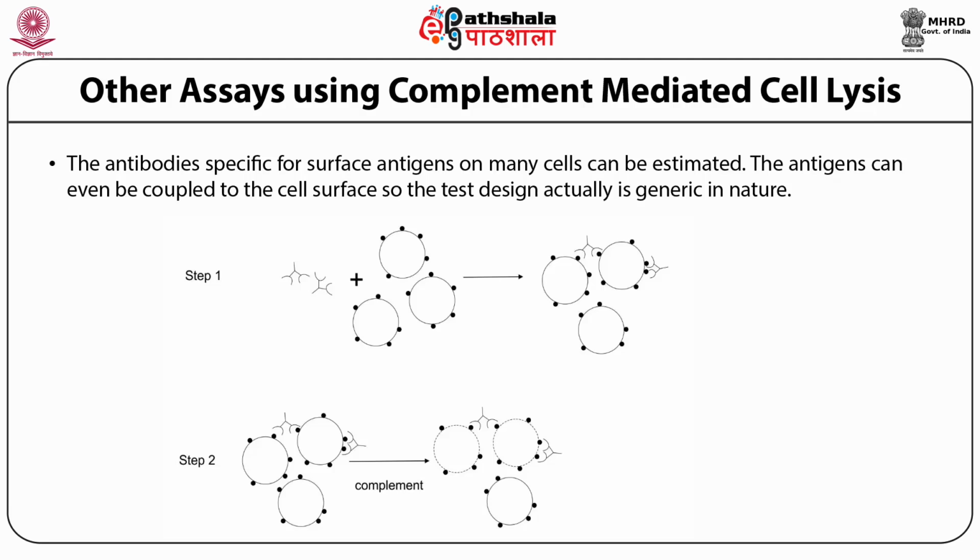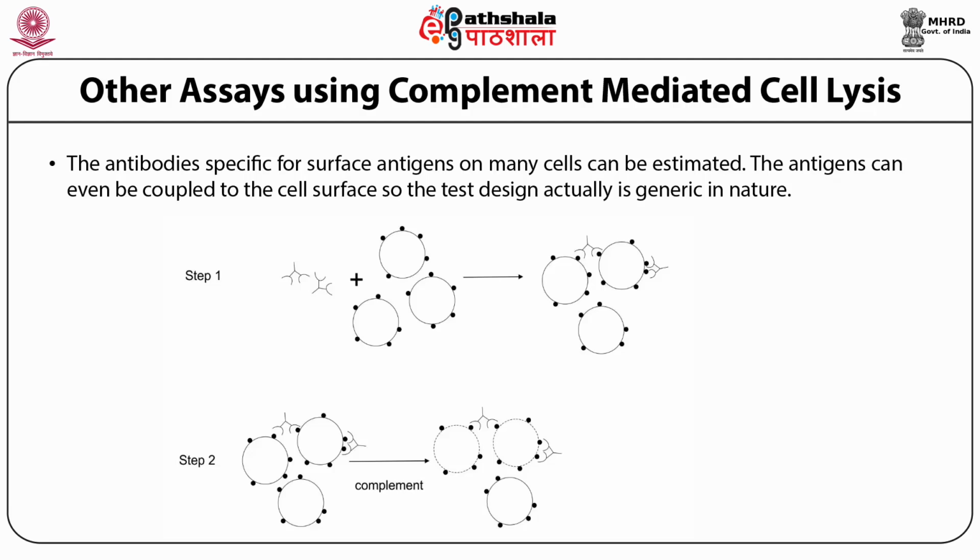Complement is added and cell lysis is measured by any of the methods discussed earlier. Cell lysis occurs by the classical pathway of complement activation. The degree of lysis is limited by the concentration of test antibody, as only those cells will be lysed which have antibody bound to them. A standard curve with known antibody concentration can be generated to plot antibody concentration versus degree of cell lysis.